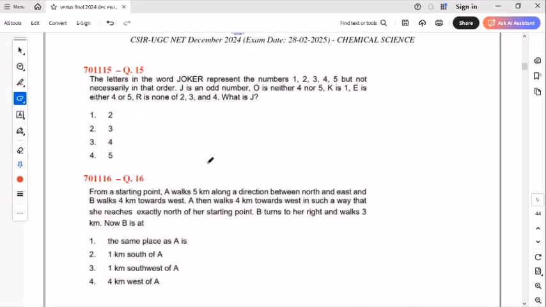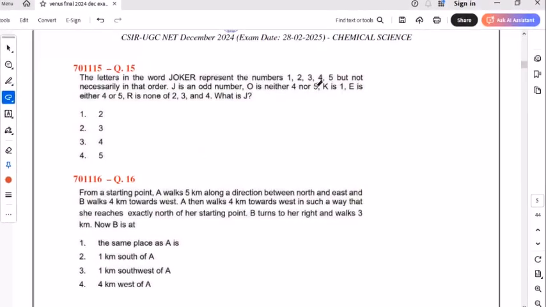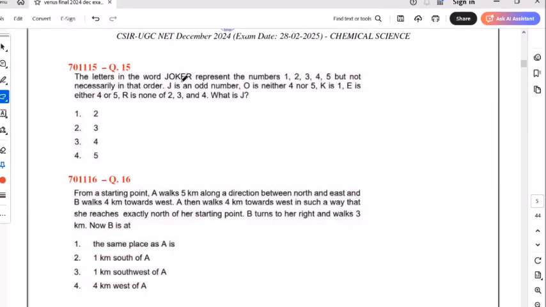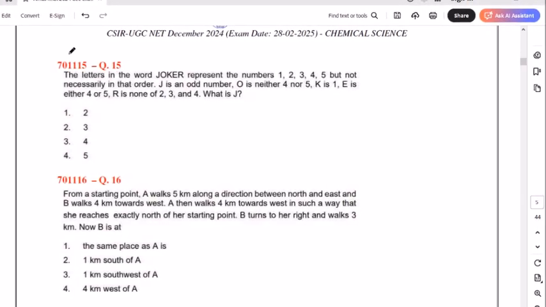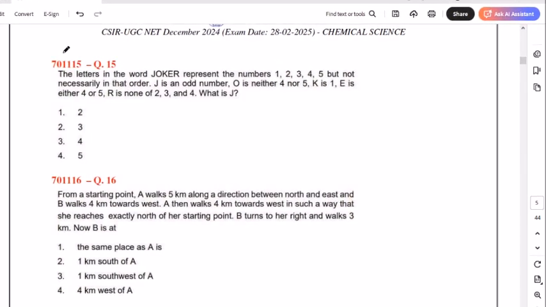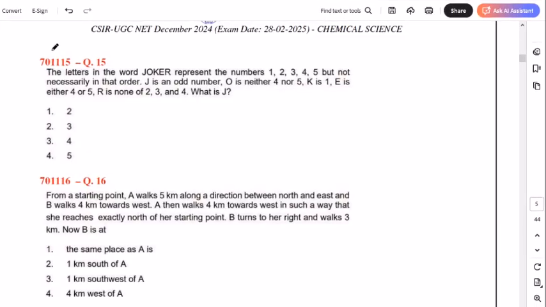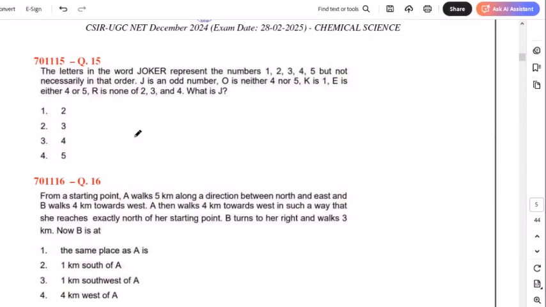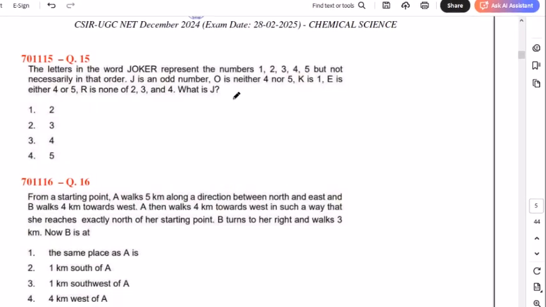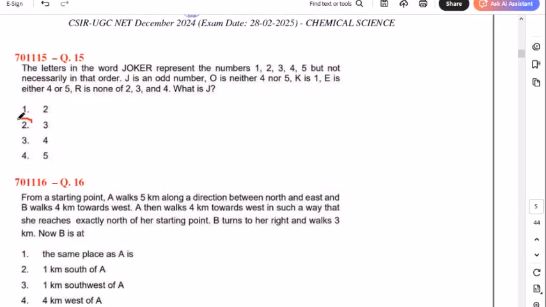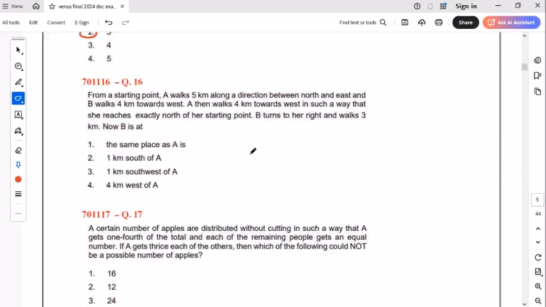Next, question number 15. The letters in the word joker represent the numbers 1, 2, 3, 4, 5, but not necessarily in that order. J is an odd number. O is neither 4 nor 5. K is 1. E is either 4 or 5. R is none of 2, 3 and 4. What is J? Yes, J is going to be 3, because it is an odd number, right? Next, question number 16.